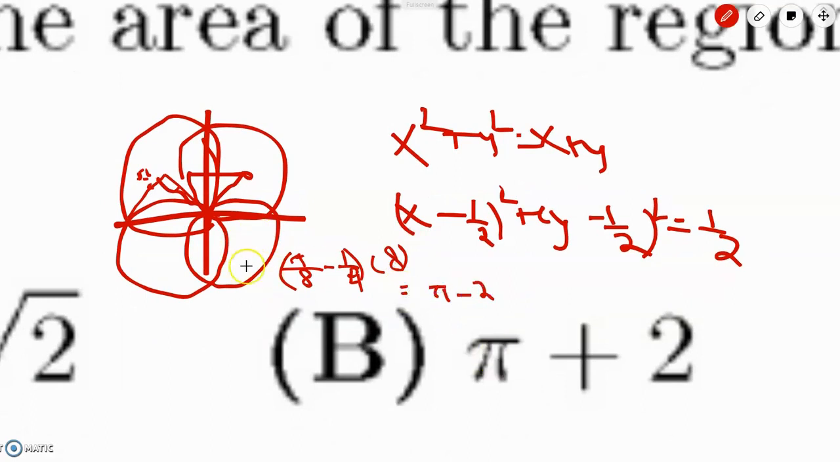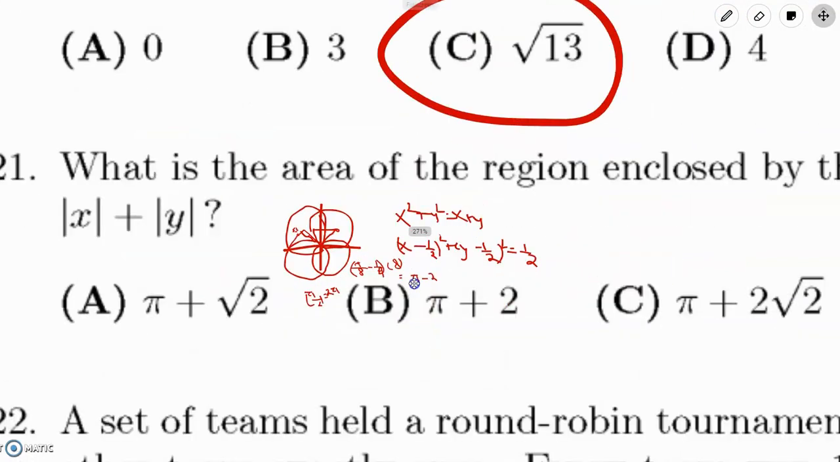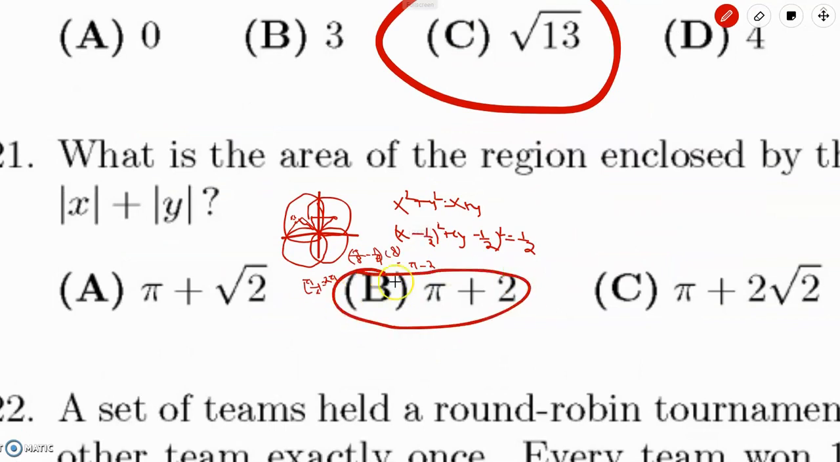So that's equal to the area of the overlaps, so we just have to subtract this from the area of the 4 circles. The area of the 4 circles combined is equal to pi over 2 times 4, which is equal to 2 pi. So 2 pi minus pi plus 2, and the answer is B.